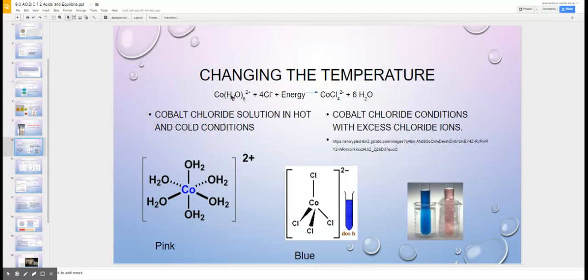Now, we did a similar sort of thing using the cobalt, and the one with the water around it is pink, and the one with the chloride ions around it is blue. So again, we added the chloride ions, and because we have an excess here, the system tries to use it up. As it uses this up, it uses this as well and makes that. So it goes from being the pink to the blue.